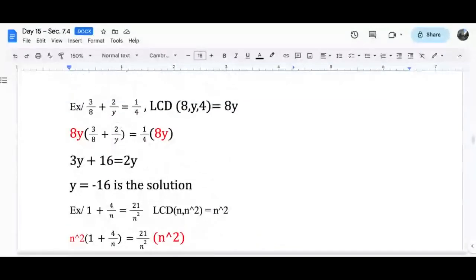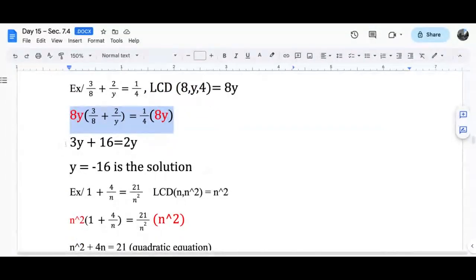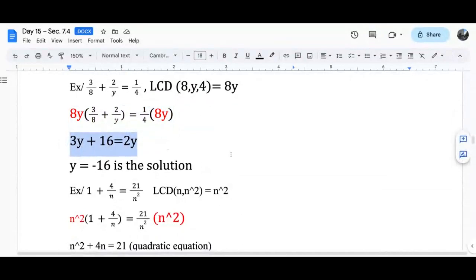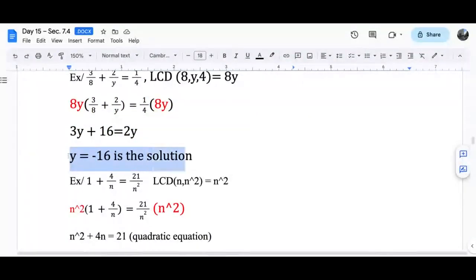So we do the same thing, right? The least common denominator is 8y. So we multiply 8y on both sides. Then we get 3y plus 16 equals 2y. We solve for y. y is negative 16.